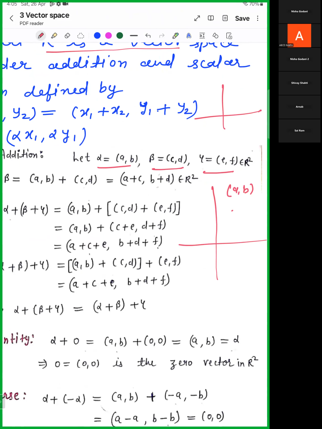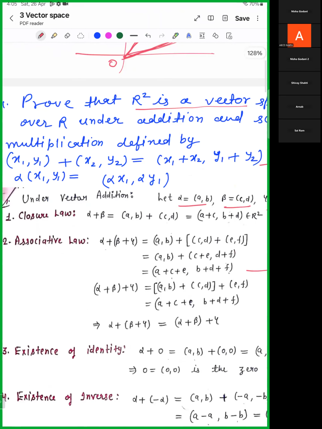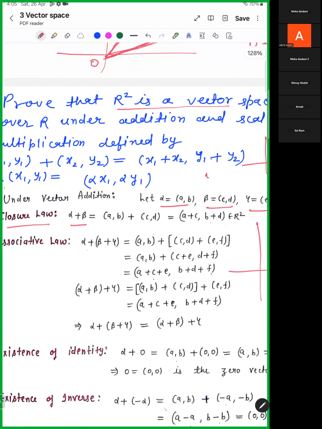Now, the first property is closure law. According to closure law, alpha plus beta belongs to V. If alpha and beta are in the vector space, then alpha plus beta must also be in the vector space. This symbol is gamma, it must be written like this.